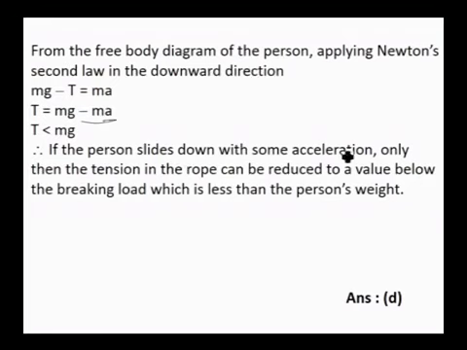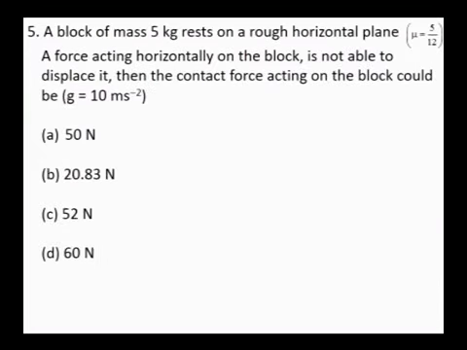But if you just come down, only then the tension in the rope can be reduced to a value below the breaking strength, which is less than the person's weight. So then it can actually be fine. So now we see that option D is the correct option there. So coming to the next problem.